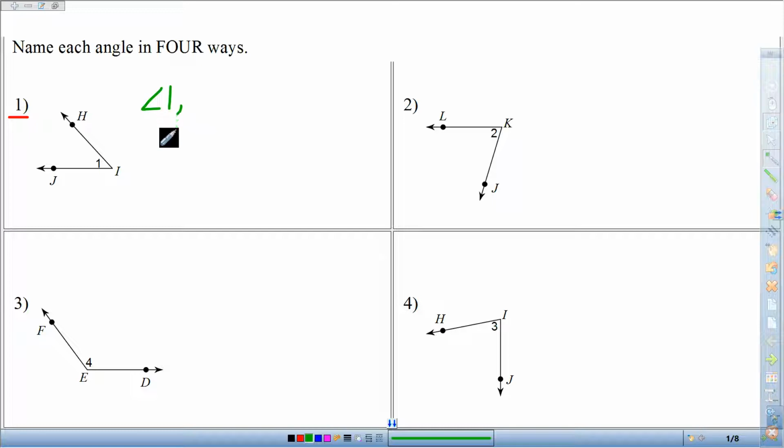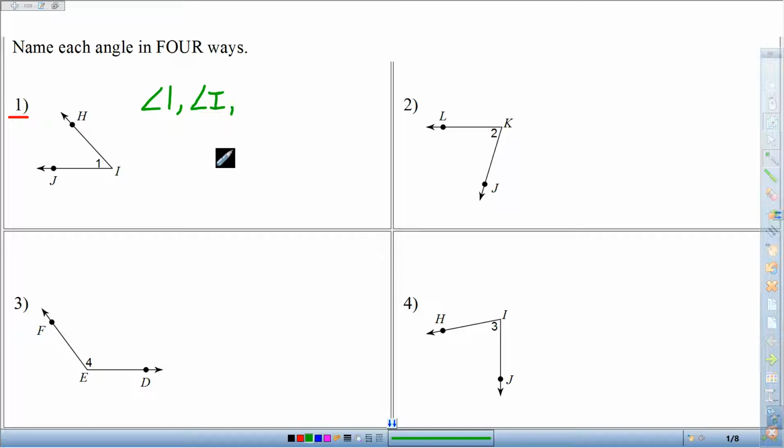Another way we can name an angle, if it's the only angle that has that vertex, there's I as the vertex for this angle, and it's the only one that has it, we can use that to name it. So I can just call this thing angle I.